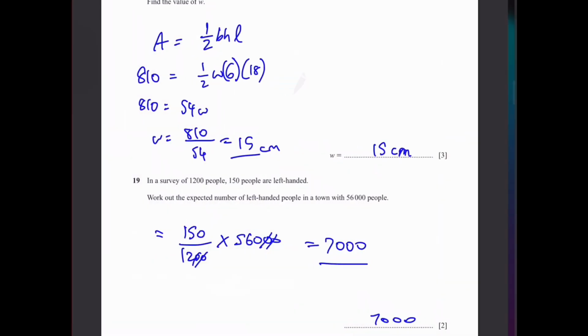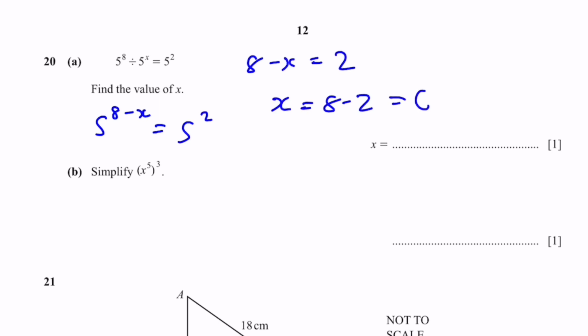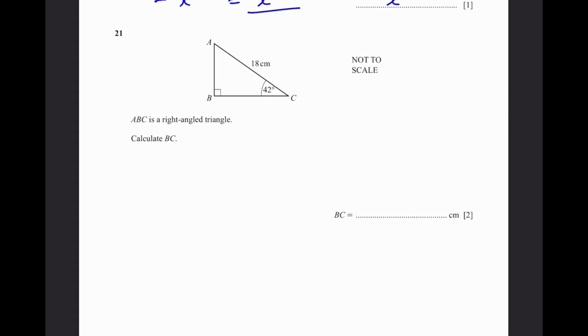Let's go to question 20. A. 5 to the power 8 divided by 5 to the power x is 5 to the power 2. Find the value of x. So that means 5 to the power of 8 minus x using power rules is equal to 5 to the power 2. That means 8 minus x is equal to 2 and x is equal to 8 minus 2, which is equal to 6. That's our answer. B. Simplify x to the power 5 whole to the power 3. That's equal to x to the power 5 into 3 using power rules, and that'll be equal to x to the power 15. That's the answer.